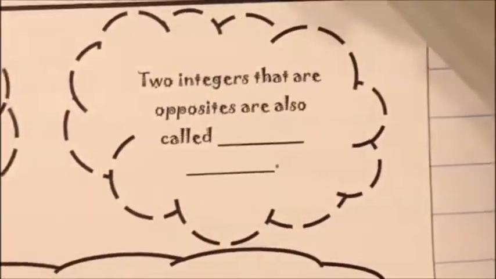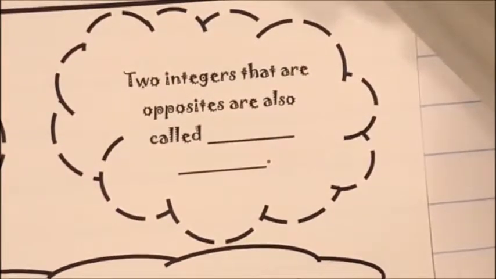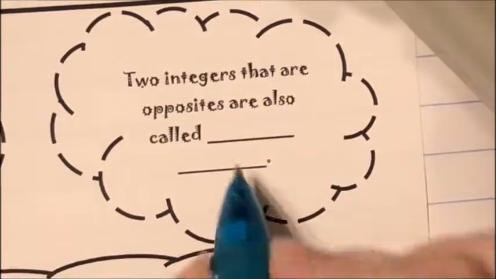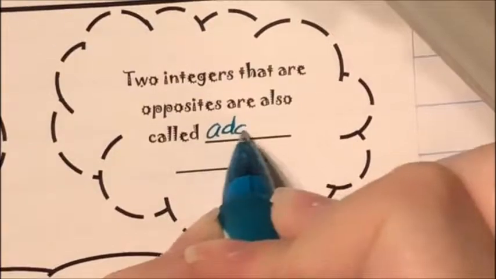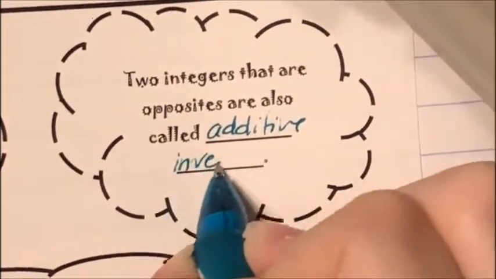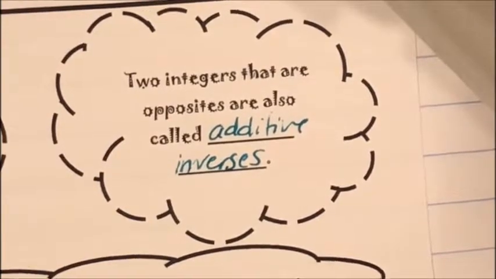Okay. In the second cloud bubble over here, I have two integers that are opposites are also called blank blank. In those two blanks, you're going to write additive inverses. Okay, so they're called additive inverses of one another.